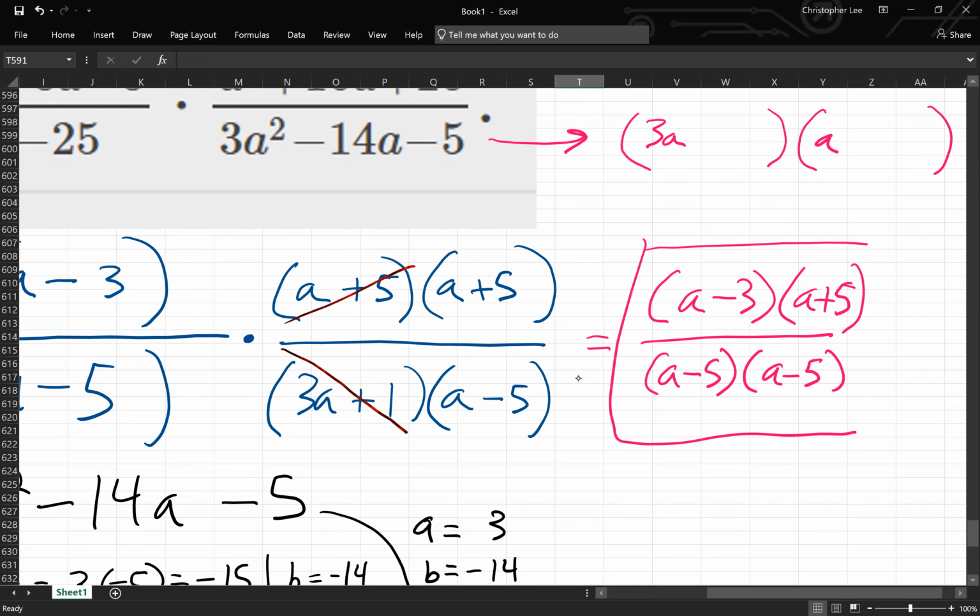I look at my B term. My B term is negative. That means that the larger number will be negative, right?